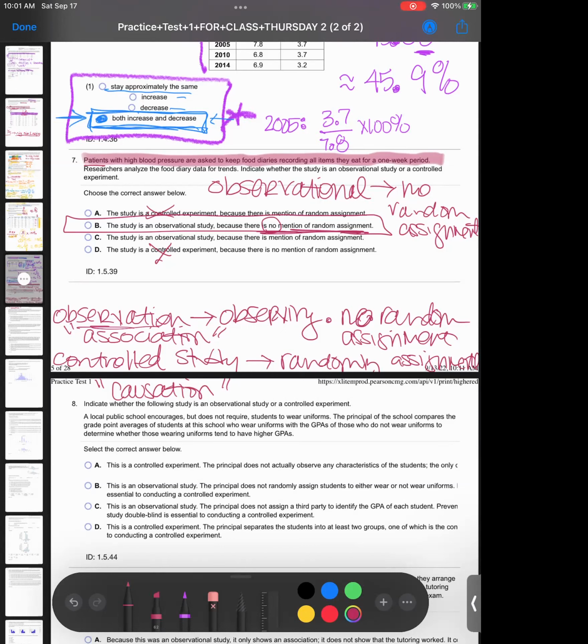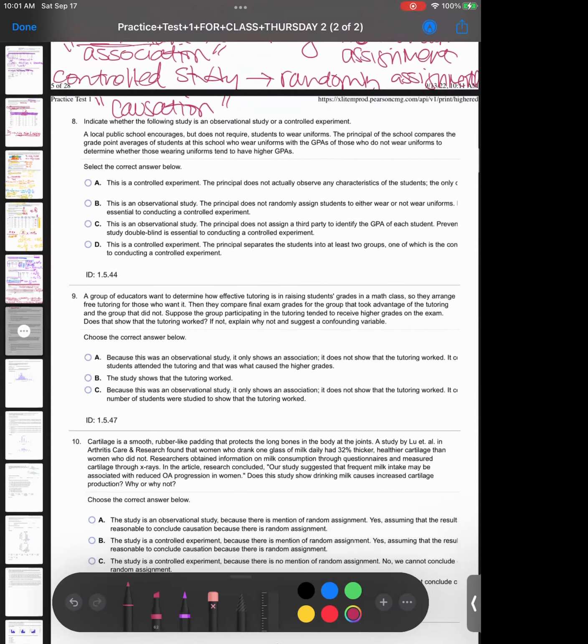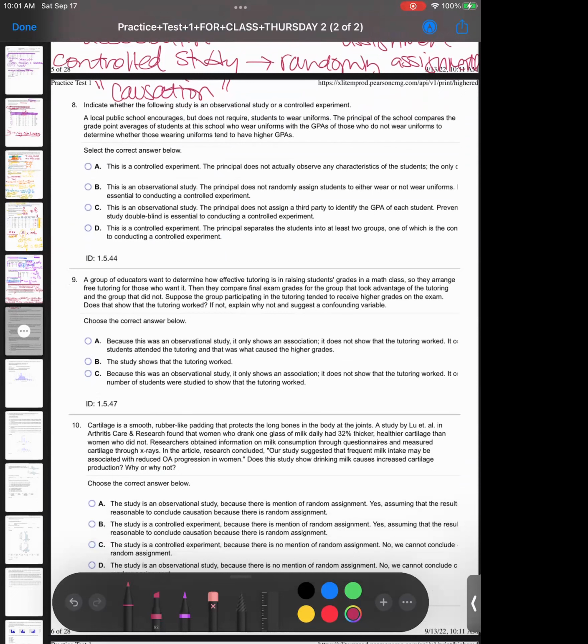Okay. And that was the reason for this one. Let's see. I would also say it might be interesting to look at people who didn't have high blood pressure. That was the other thing, like everybody here has high blood pressure. So anyway, okay. Let's look at number 8, observational or controlled.